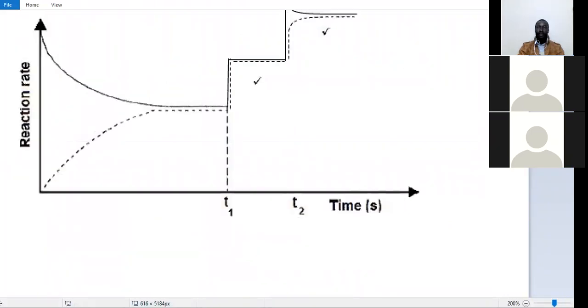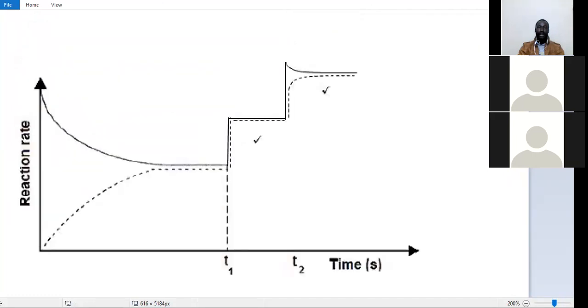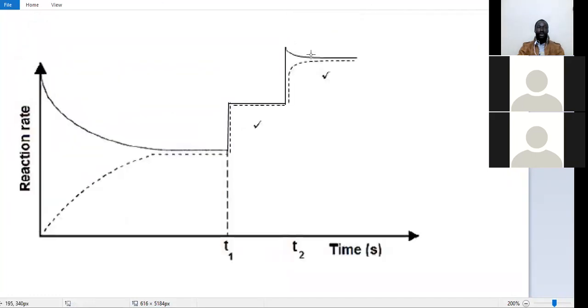This is the graph. So I guess you can see the graph, that is 6.3. We are supposed to illustrate it. So when you increase the catalyst, immediately the reaction rate will increase. And what do you see? You see this one up here.